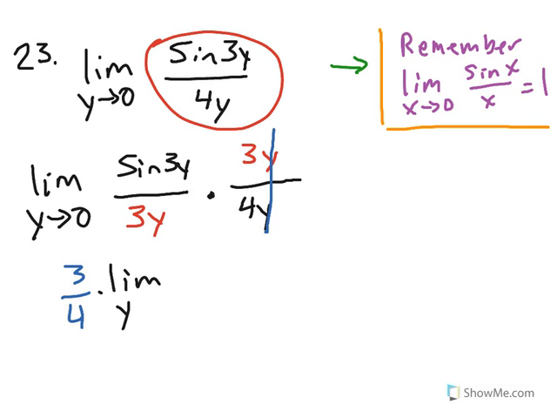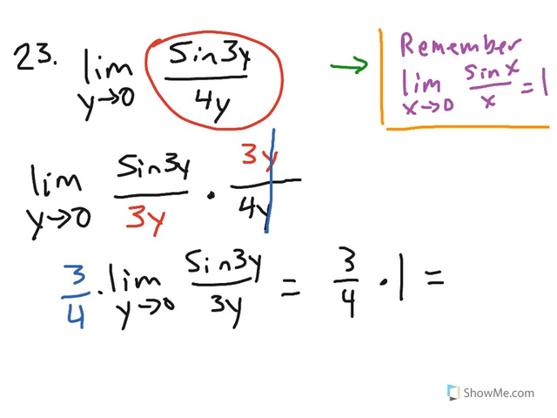So we end up with 3/4 times the limit as y approaches 0 of sine of 3y over 3y. And since as y goes to 0, 3y and 3y go to 0, this limit is 1. And so we find out that our value is 3/4 times 1, which is 3/4. I'm going to put a red box around that.